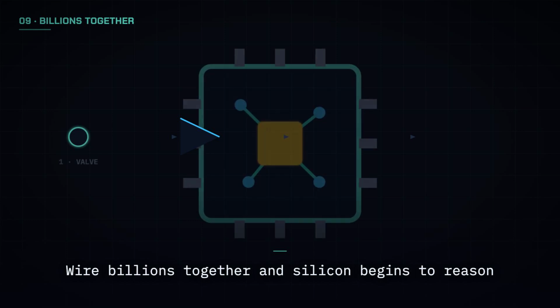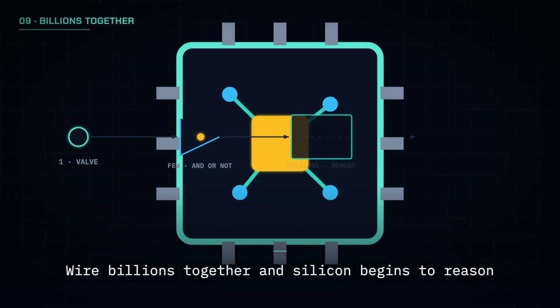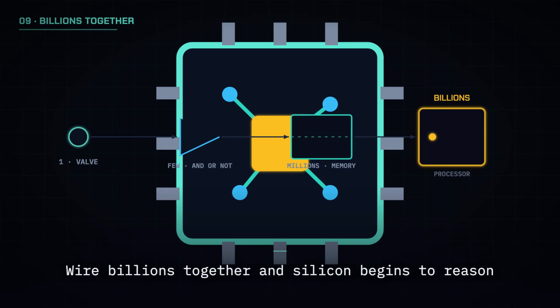Alone, one transistor is just a valve. But wire them together with the outputs of some feeding the gates of others, and they begin to reason. A few make a logic gate that can decide AND or NOT. Millions make memory that can remember. Billions, etched onto a chip the size of a fingernail, make a processor that adds, sorts, and conjures the screen you are reading right now. Every thought your phone has is built from this single move, repeated.